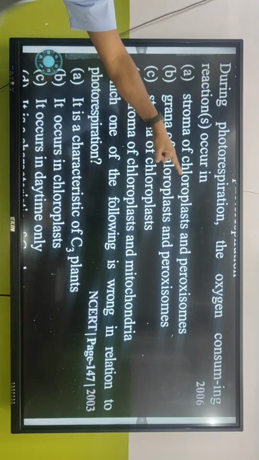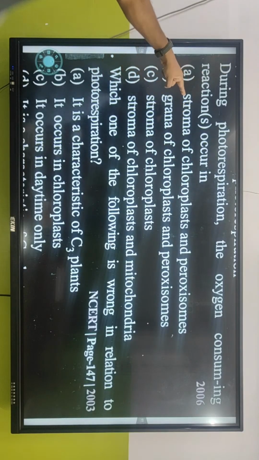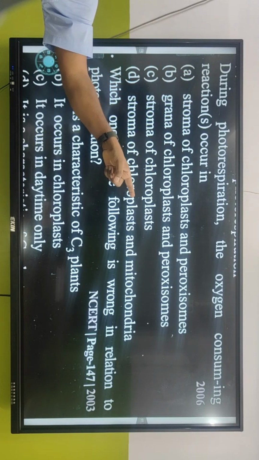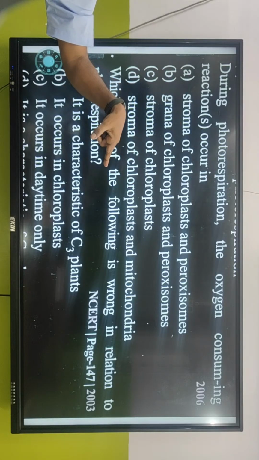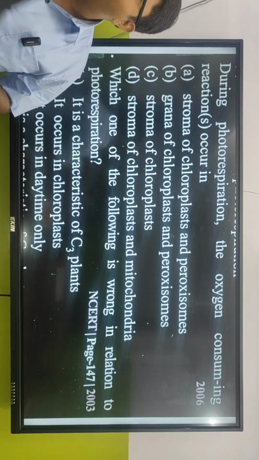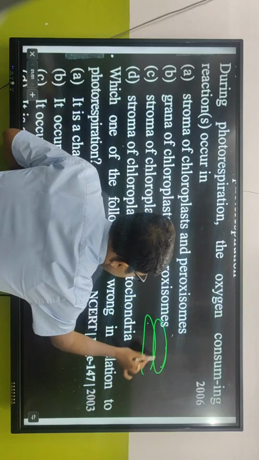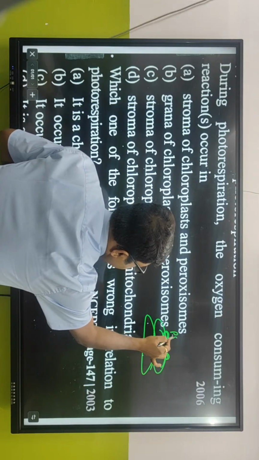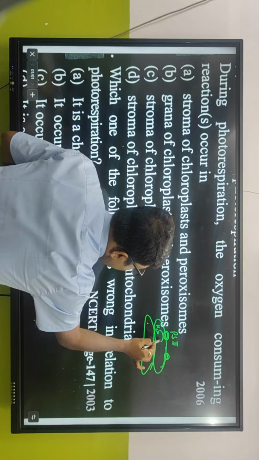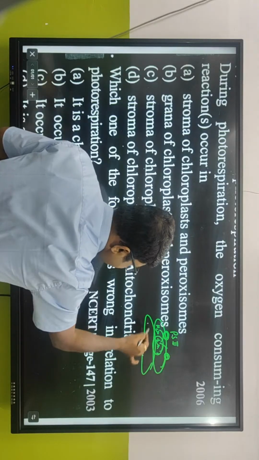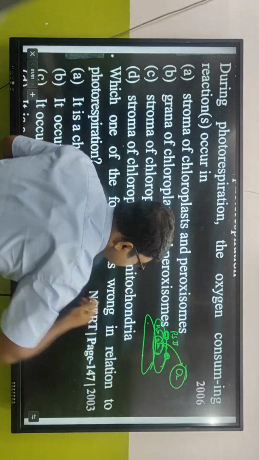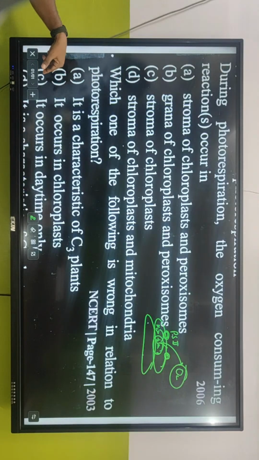During photorespiration, the oxygen consuming reaction occurs in. The first step was oxygen consuming, and the first step occurred inside the chloroplast. So where in the chloroplast? Oxygen is consumed, but where is it released? PS2, PS1, and then photolysis of water over here in PS2. Water is going to get broken down into half O2, so oxygen gets liberated inside the granum, and it comes out inside the stroma. So stroma of chloroplast is the answer.